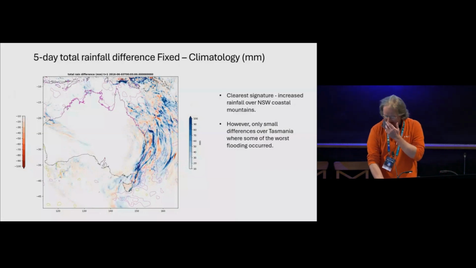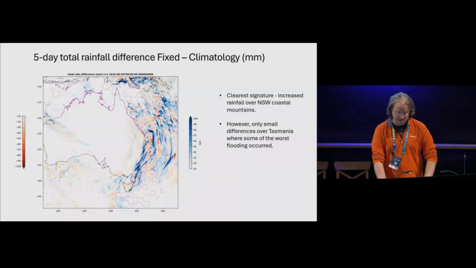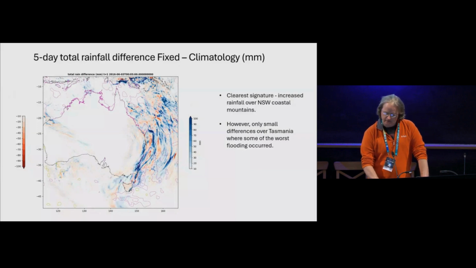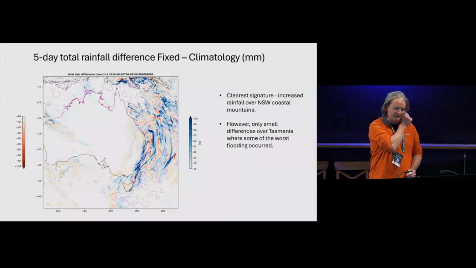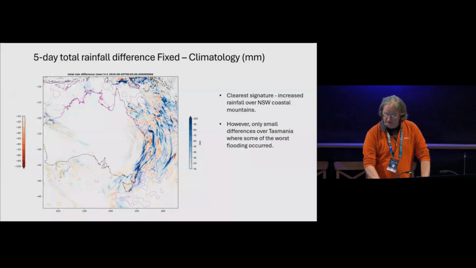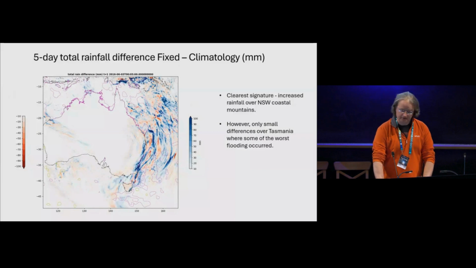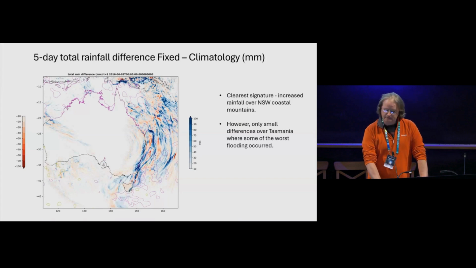Okay, thanks. So this is the rainfall difference on 5 days across the simulation. And the main thing here is that the rainfall is quite a complicated pattern with pluses and minuses over the ocean. But if you look at the New South Wales coast in particular, it's very clear signature of increased rainfall pretty much along the length of the coast. So this is quite interesting, as that was the area that was so heavily affected by the rainfall. But Tasmania doesn't seem to have much difference at all, which is curious.